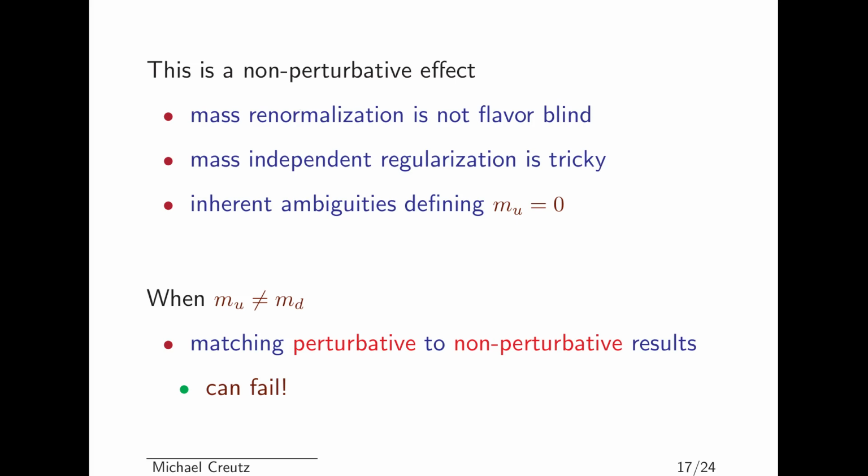One, mass renormalization is not really flavor blind because the flavors do affect each other. You can try to do a mass independent renormalization, and you're allowed to, and I will mention that in a moment. But it's got to be a little tricky if you want. It's going to hide this effect of the up and the down quark on each other. But it does mean that there are inherent ambiguities in defining what you mean by a vanishing up quark. It also means that if you try to match perturbative to non-perturbative effects, it can fail because perturbatively you cannot see this effect. In perturbation theory, the effects of the up quark and the down quark are completely independent of each other.